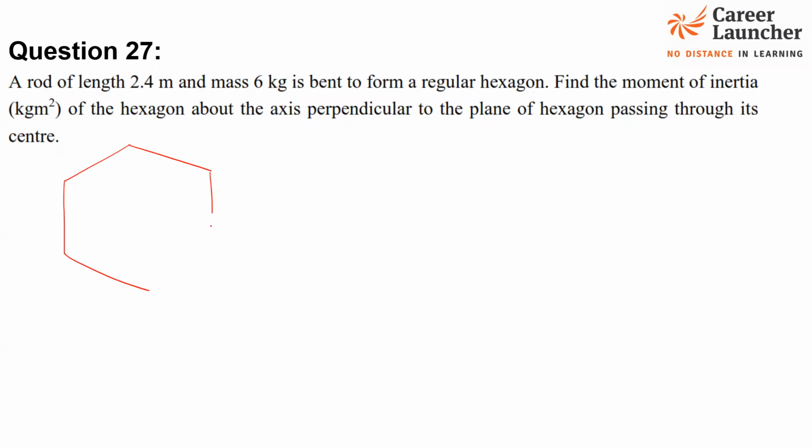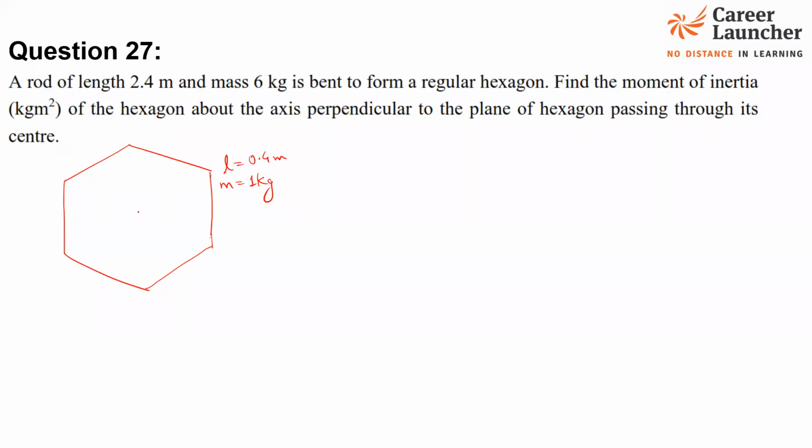So when you actually form the hexagon, what you will see here is, let me just simplify this a little bit. The mass will become 1 kg. So let that mass be 1 kg of one rod. There are 6 rods basically, 6 sides. So one side will have a mass of 1 kg, and the length will be 1/6 of 2.4. So that is 0.4 meters.